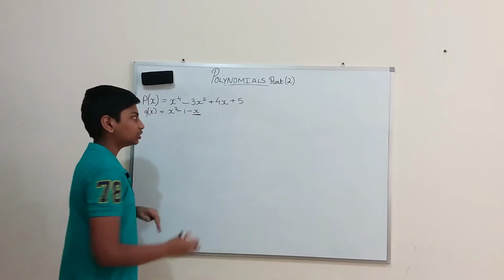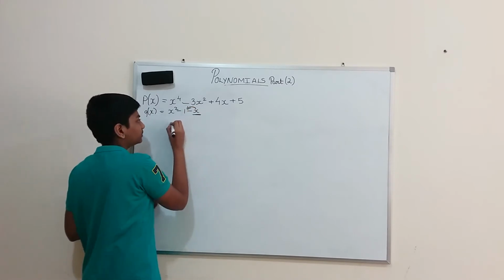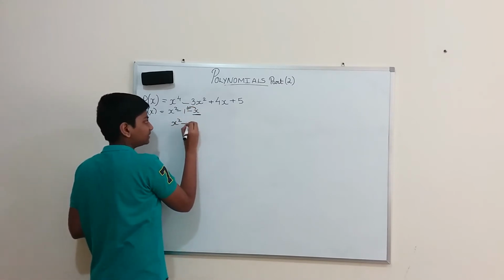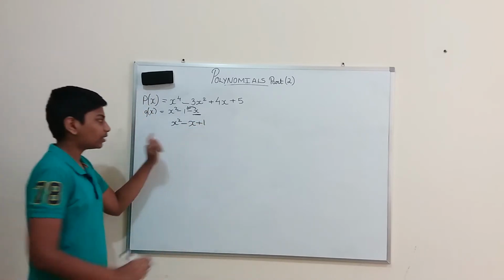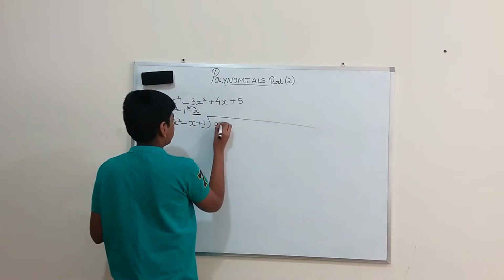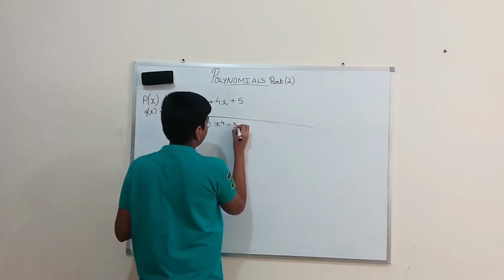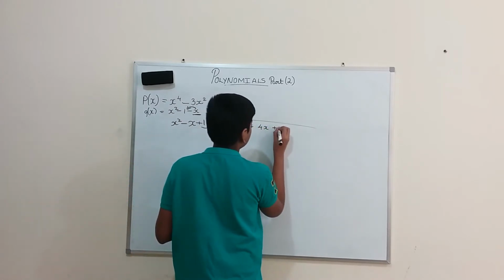So what we need to do, we should turn over here. So what happens? It becomes x square minus x but plus 1. So now we got the thing. Now what we need to do? We need to divide it by x raised to 4 minus 3x square plus 4x plus 5.